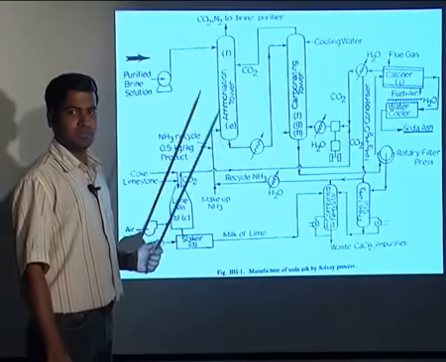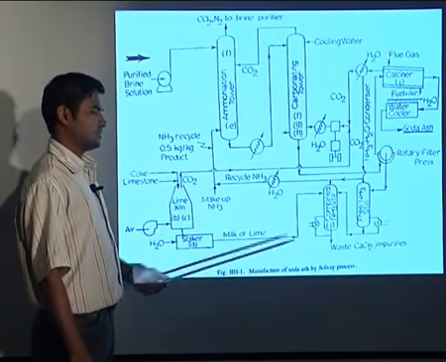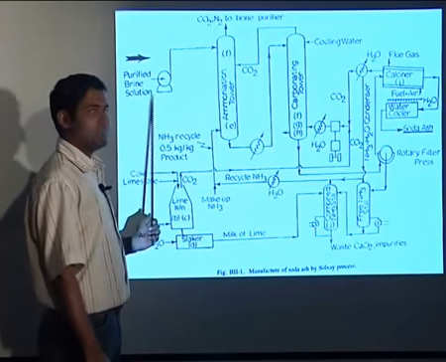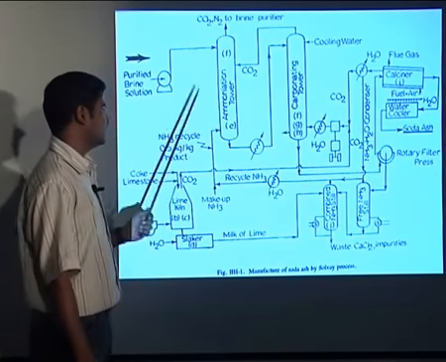And we'll see the process flow diagram for the caustic ash production by the Solvay process. So you can see that we are taking the purified brine solution, then we require the coke and the limestone. So these are the three raw materials.